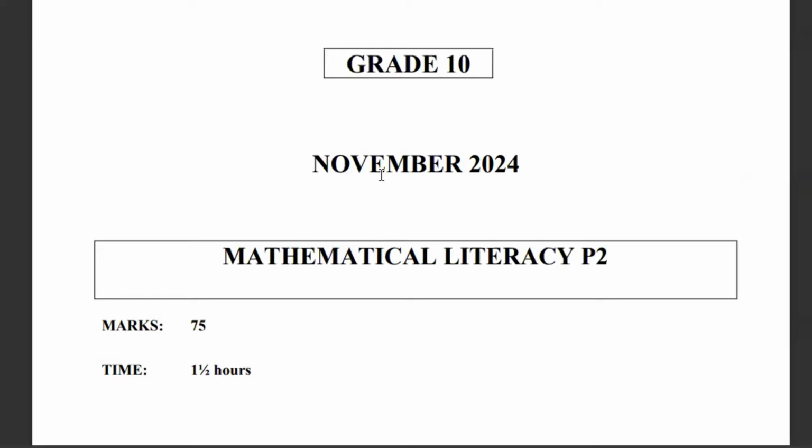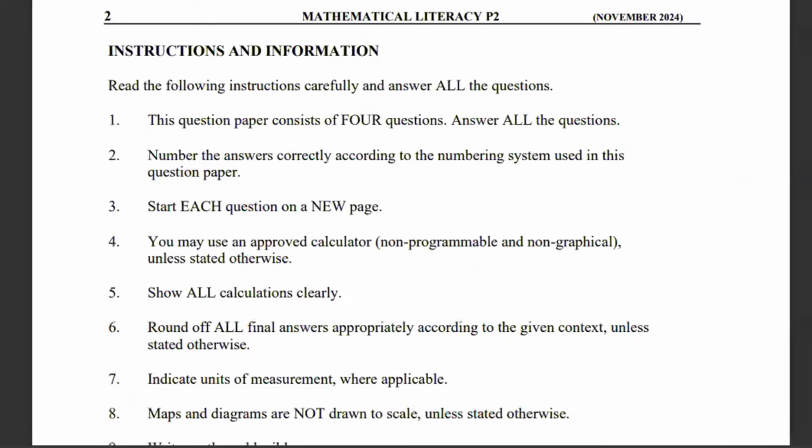All right, let's look at paper 2, grade 10s. We're looking at paper 2. All we need in paper 2 is conversions, measurements, maps and plans, scales, and a little bit of probability.